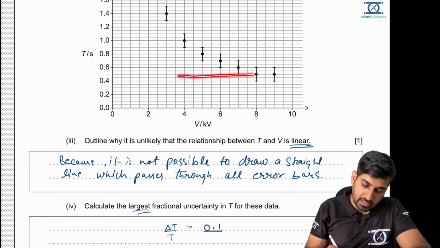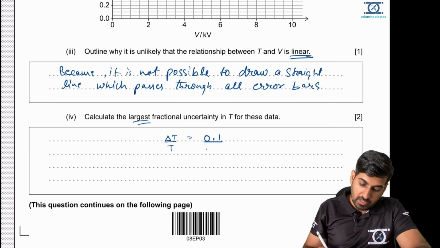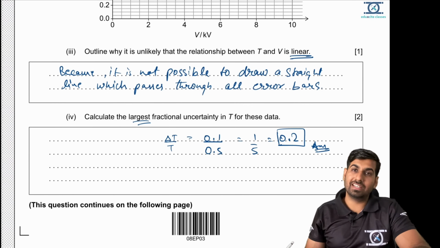So this data, if you see, it will be 0.5. So 0.1 divided by 0.5, 1 by 5, which is 0.2. So 0.2 is the answer for the fractional uncertainty in T. Okay.